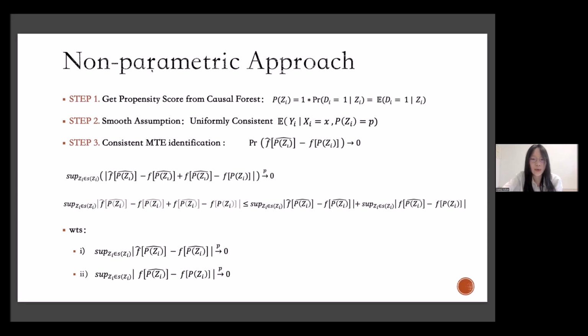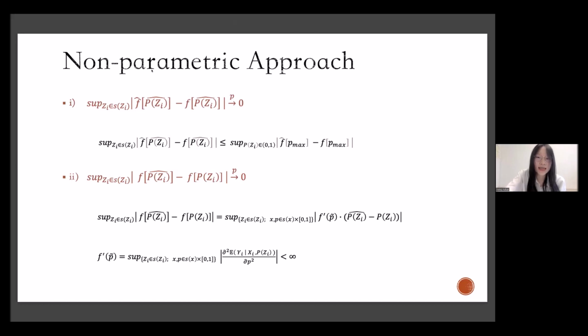With the p hat, we have f hat of p hat, and we want to show that f hat of p hat is equal to f of p in probability. With the triangle inequality and some simple mathematical transformations, we have the sup expression as shown in the slide, and we want to show two things. First, the sup of the absolute value of f hat of p hat minus f of p hat is equal to 0 in probability. And second, the sup of the absolute value of f of p hat minus f of p is equal to 0 in probability as well.